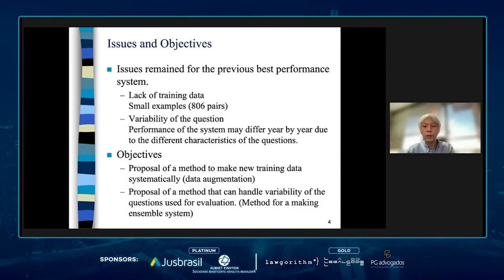Even though the best performance system worked well at COLIEE 2020, several issues remain. One big problem is the lack of training data. We only have three small examples of 806 pairs. Another problem is the variability of the questions. A system with good performance on the data of a particular year may not be good on the data of another year. In order to tackle these issues, we propose a method to make new training data systematically, and we also propose a method that can handle the variability of the questions.